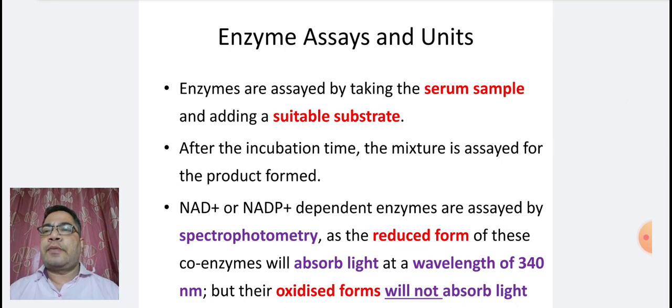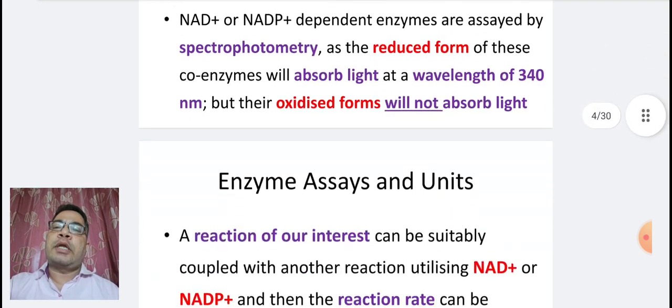Coming to the next point, enzyme assays and units. Enzymes are assayed by taking the serum sample and adding suitable substrate. After the incubation period, the mixture is assayed for the product formed. NAD+ or NADP+ dependent enzymes are assayed by spectrophotometry, as the reduced forms of these coenzymes will absorb light at a wavelength of 340 nanometer, but their oxidized forms will not absorb the light.